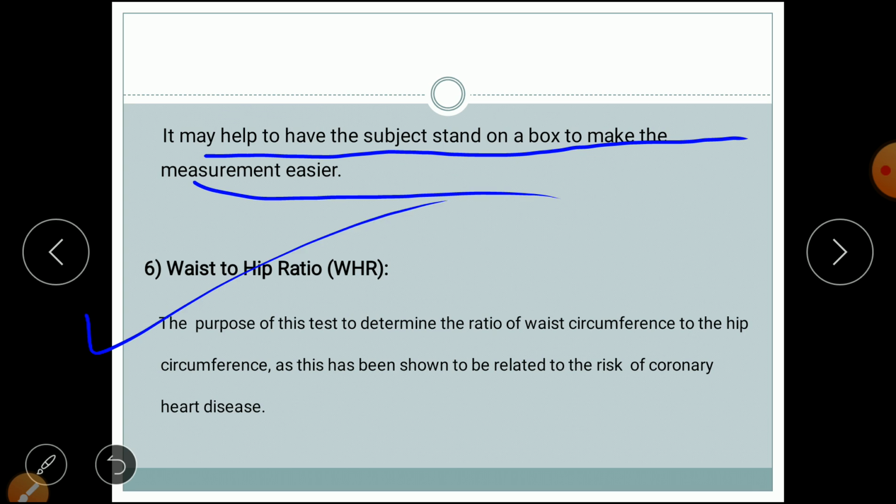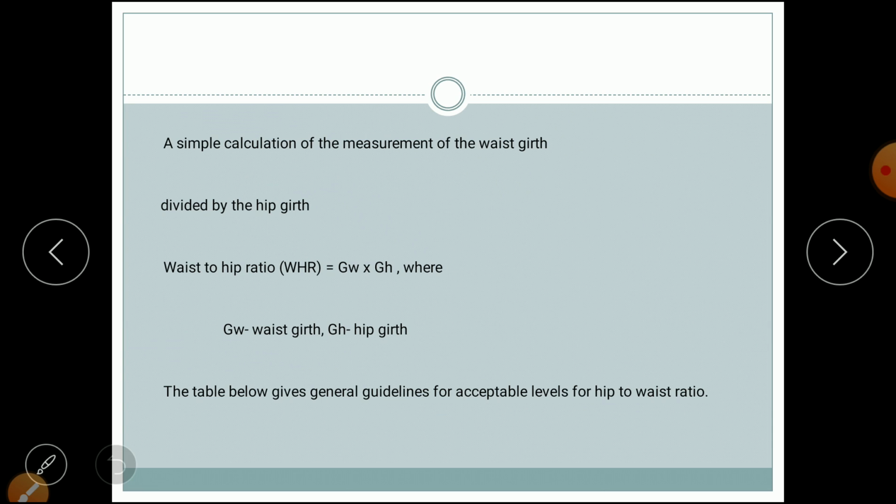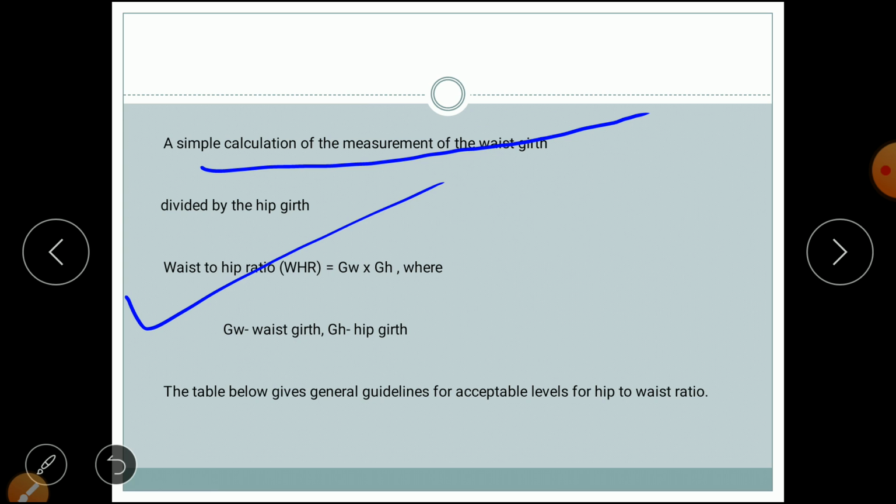Now the waist hip ratio, important for 3 marks. The purpose of this test is to determine the ratio of waist circumference to hip circumference, and it shows the relationship to the risk of coronary heart disease. If it is more, that shows the patient has chances of coronary heart disease. So it is very much important to detect that. A simple calculation of the measurement of waist girth; remember the formula: waist hip ratio is equal to waist girth divided by hip girth.